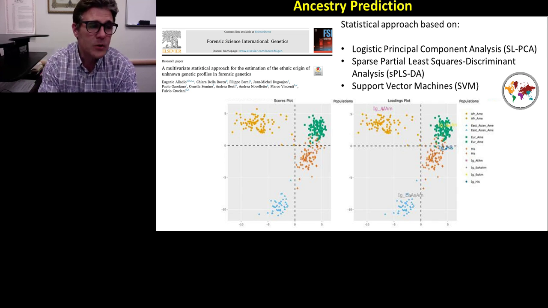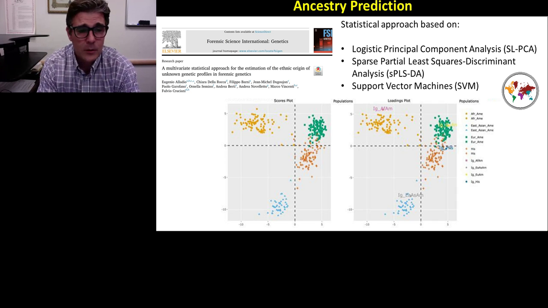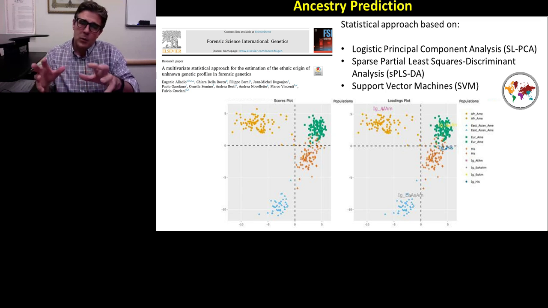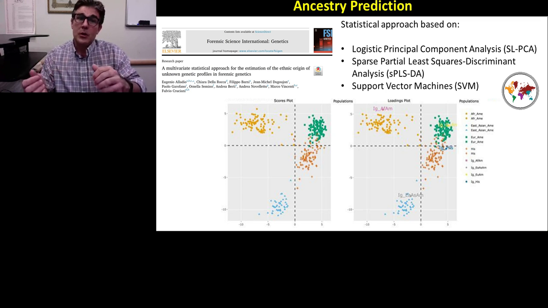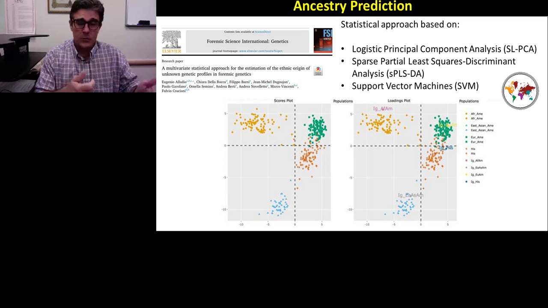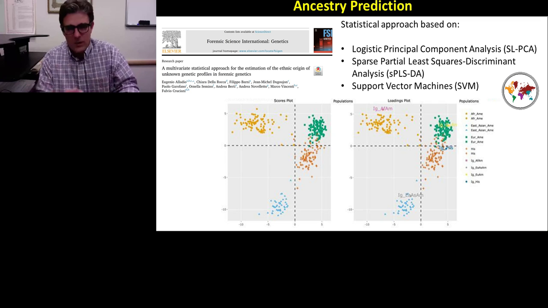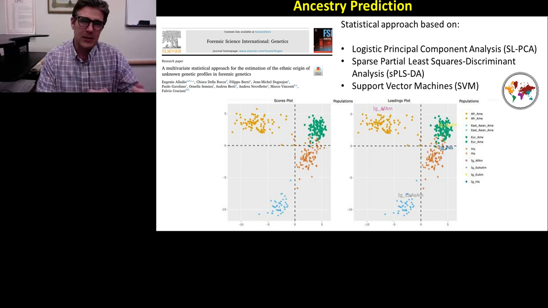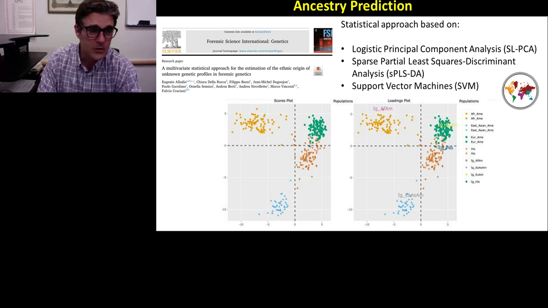And this is in collaboration with the Carabinieri group of Rome and the University La Sapienza, who've been using this statistical approach on STRs, showing some really promising data. And because microhaps carry more ancestry information than STRs, at least in our preliminary data, we're seeing that it has the potential to really help in this process.